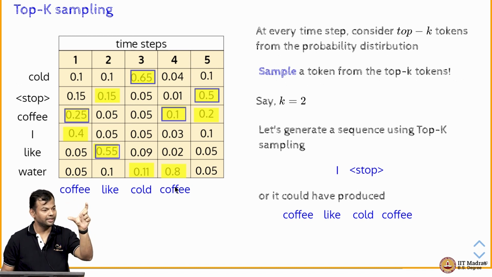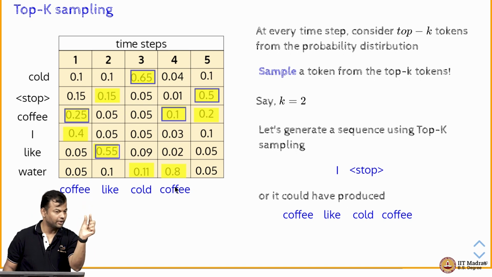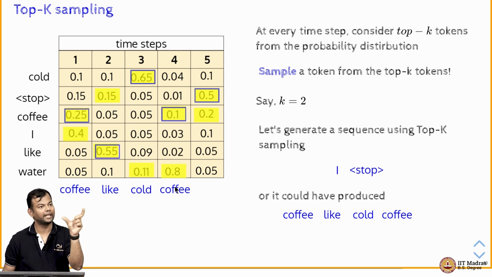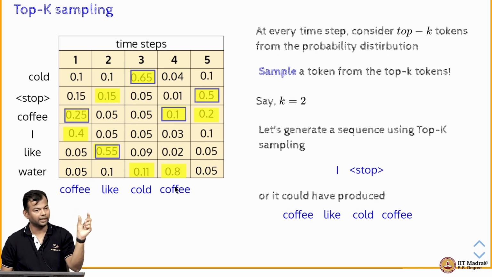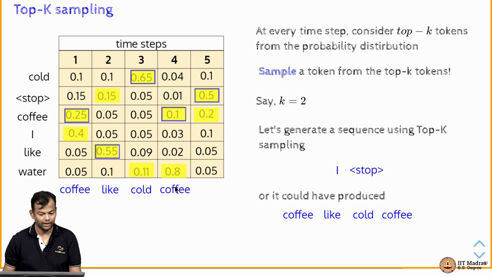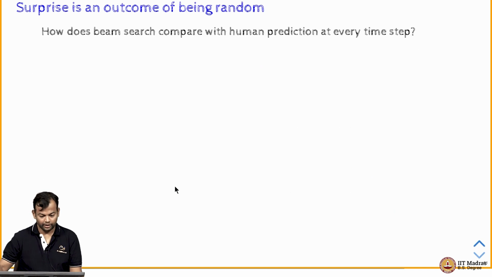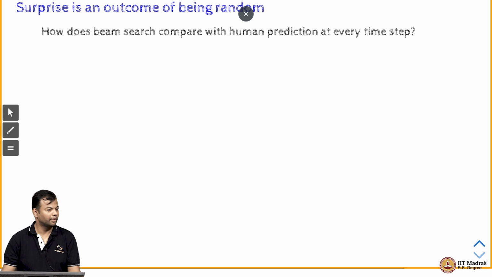I get some probabilities, I keep the top two because I have confidence in them, and then sample from them. I could produce the first one or the second one, and if I took k equal to 5, if I do top 5 sampling, then I could get any of the 5 tokens based on the sample. Okay. So, that is how creativity would come. And this surprise is an outcome of being random.